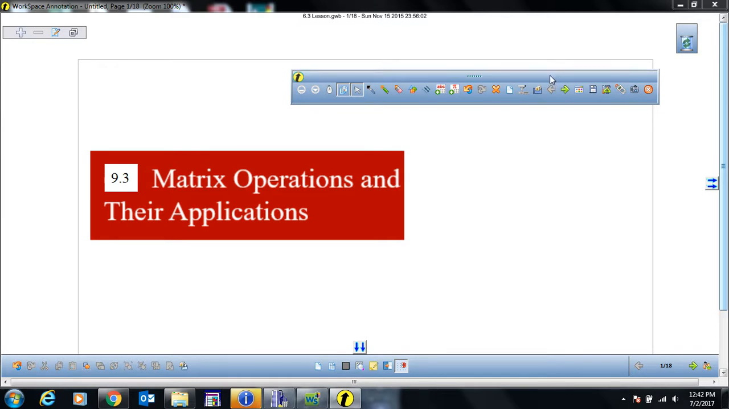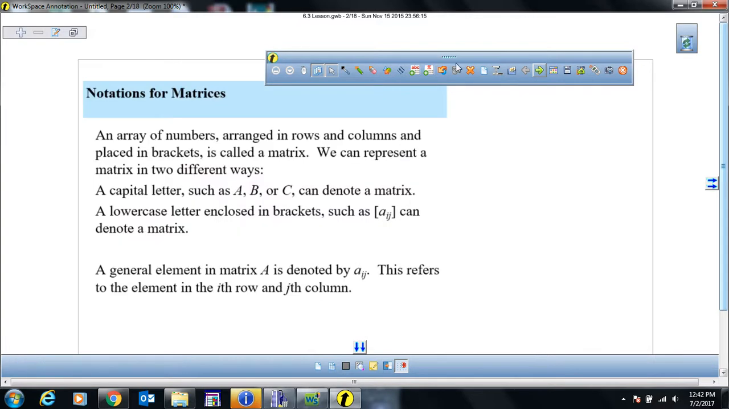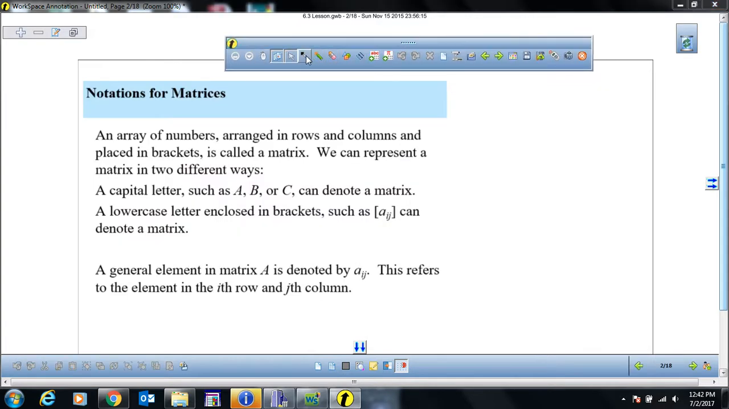Now we're going to start with some notations that you need to know about matrices. Very important information. The first thing is, of course, a definition of a matrix. An array of numbers arranged in rows and columns and placed in brackets is called a matrix, as we discussed back in section 9.1. We can represent a matrix in two different ways.